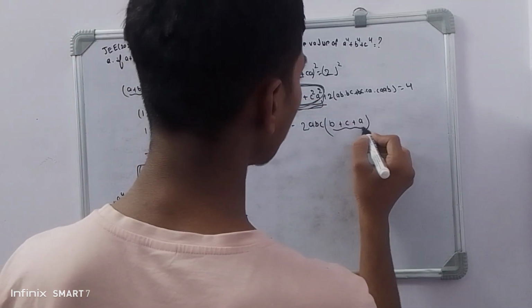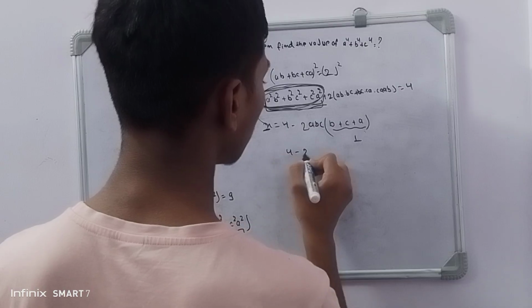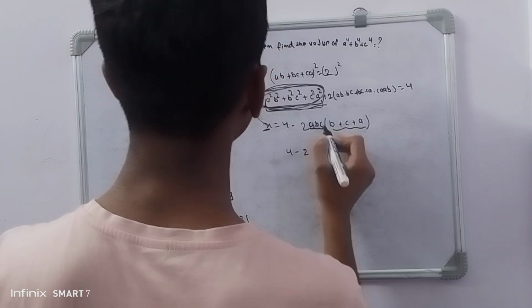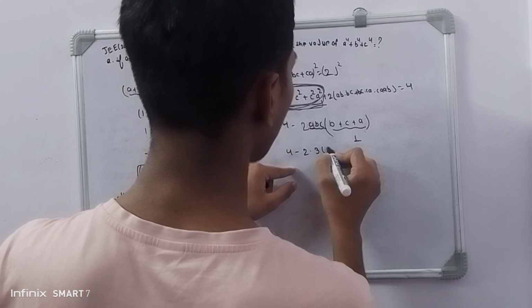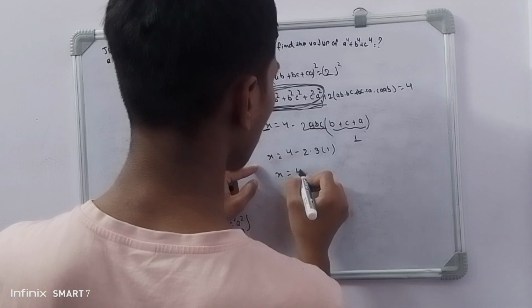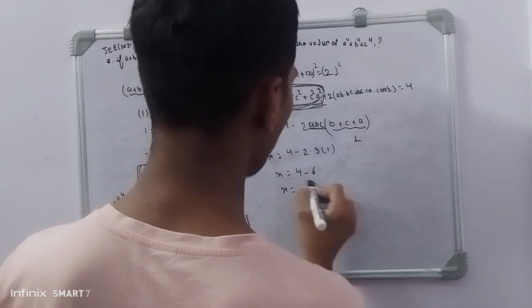So a plus b plus c, we know, is equal to 1, and 4 is equal to 2 into, and we also know that abc we have 3. So write here the 3 and the 1. As we get here, x is equal to 4 minus, here we get 6. So x is equal to minus 2.